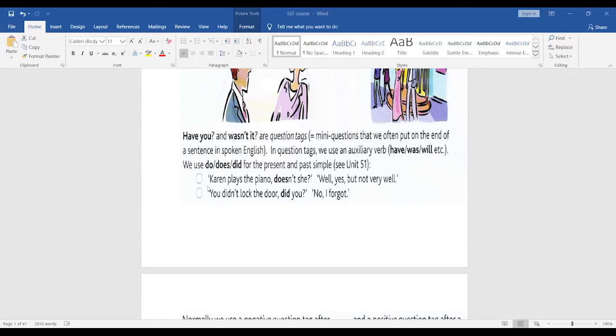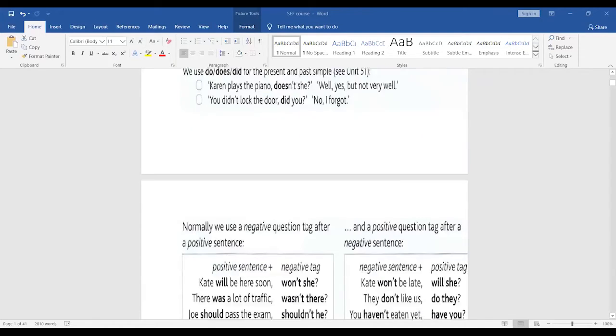Let's take a look at a few examples. Karen is the name of a lady. "Karen plays the piano, doesn't she?" "Well, yes, but not very well." So, "doesn't she" is the question tag here. Very small questions. "You didn't lock the door, did you?" "No, I forgot." So, "did you" is the question tag there.